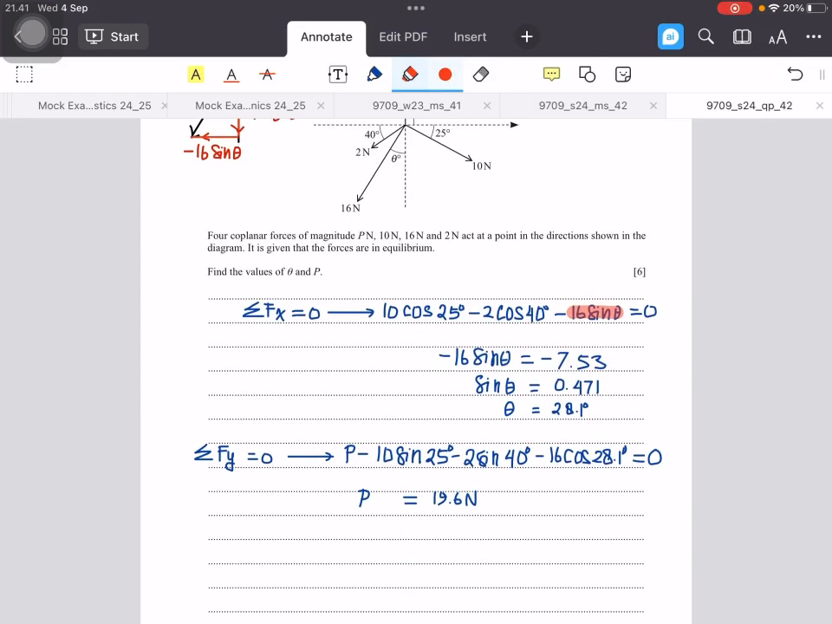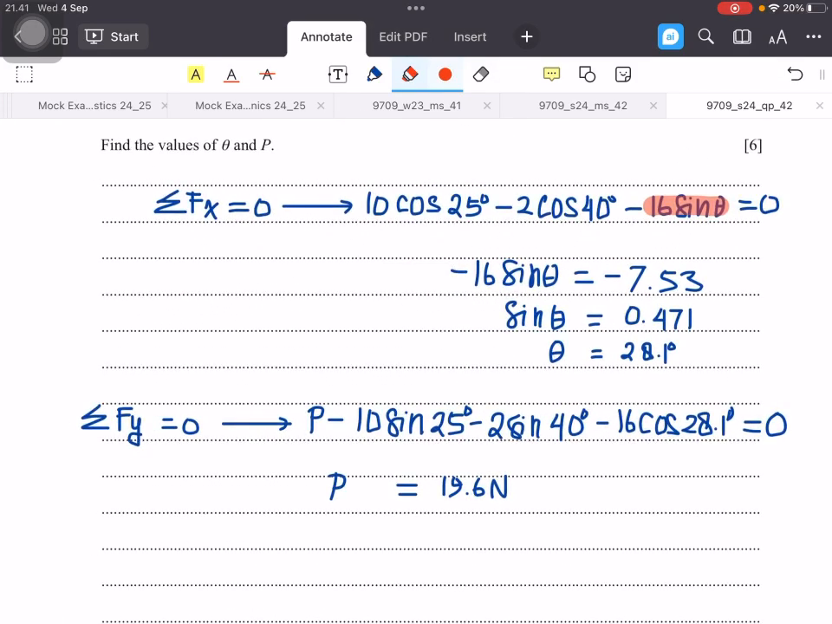And then since the theta has been found before, we can insert the value of theta here. So negative 16 cos 28.1 degrees. So solving the second equation in the y direction, we can find the value of P is equal to 19.6 Newton.